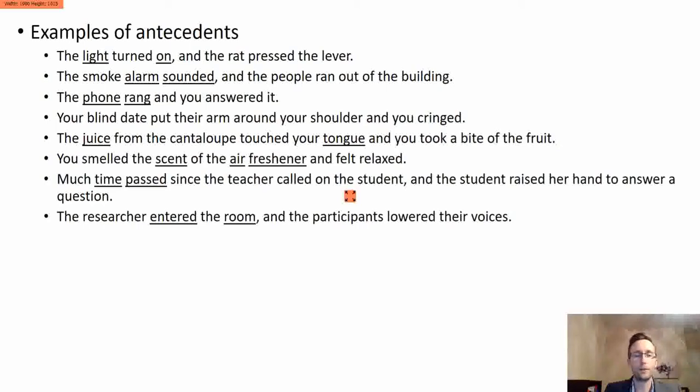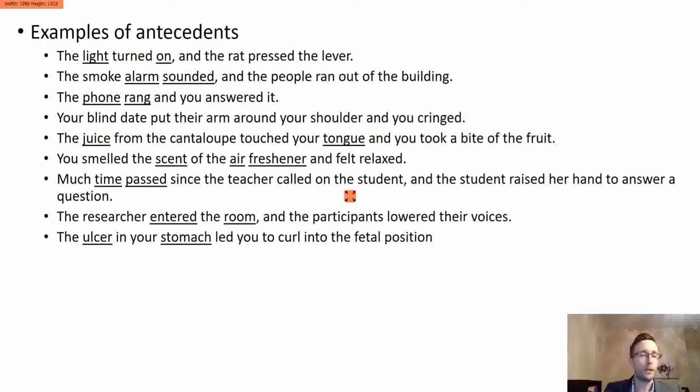Abate means to momentarily decrease. We're going to talk about that later, but in this case, the researcher entered the room. That's the antecedent with respect to the participant lowering their voice. There may be an ulcer in your stomach, and that evokes curling into a fetal position. So curling into a fetal position is the behavior that it preceded.